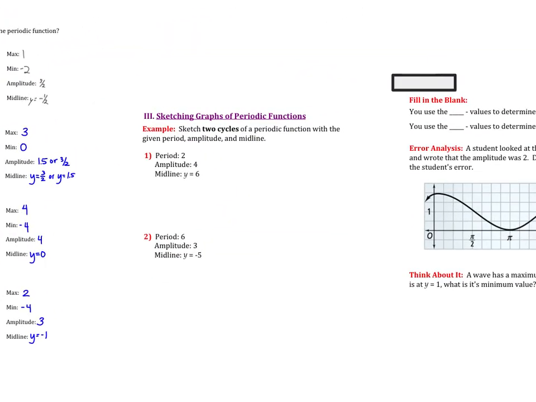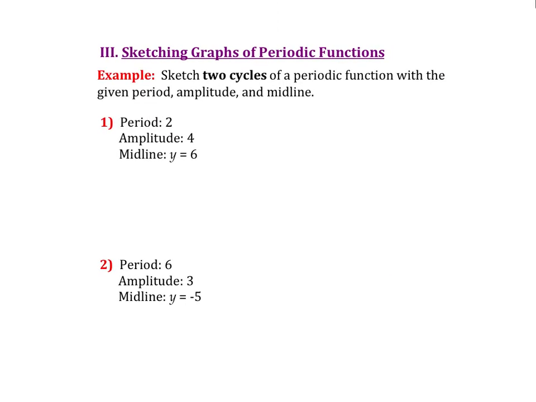All right, now let's get to sketching. We want to sketch 2 cycles of a periodic function with the given period, amplitude, and midline. Okay, so here is how we're going to do this. We're going to sketch out a vertical axis. From that vertical axis, we are going to plot our midline, which is at 6. So I'll put at y equals 6, a nice little dotted line. I'm going to use that for reference.